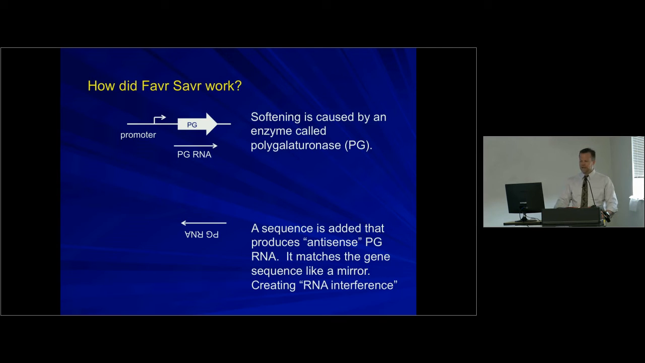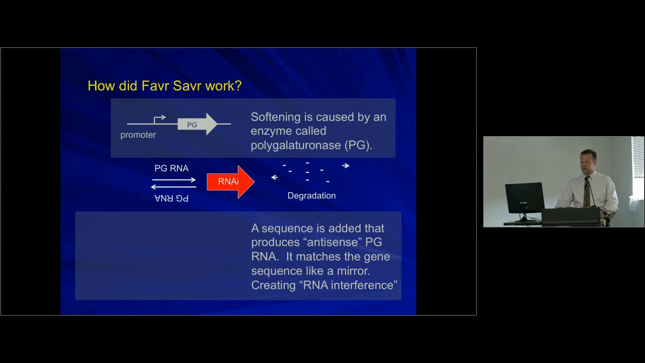Scientists were able to put in an antisense construct which created this backwards pgRNA. And that now creates a situation where the forward and the backwards can combine together to basically cancel each other out. So it looks something like this. The two end up actually physically interacting and igniting a system called RNA interference. And RNA interference, or RNAi, causes the degradation of both of the pieces of RNA into small, tiny little pieces that are then just discarded by the cell. So you've essentially turned off the instructions for the plant's enzyme that causes softening.